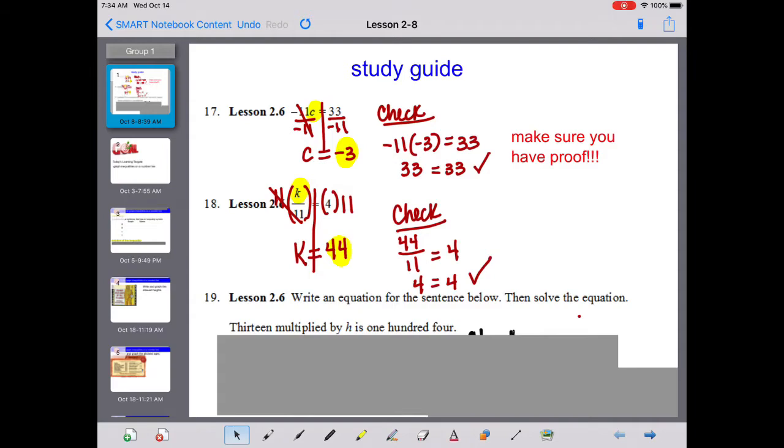The next problem, our variable k is being divided by 11. So your job is to use the inverse of division and multiply both sides by 11.